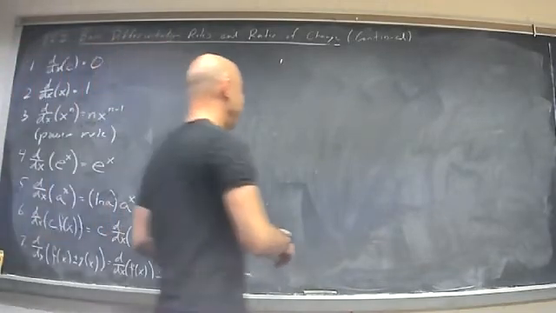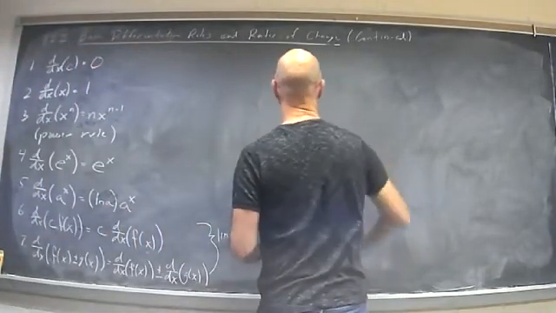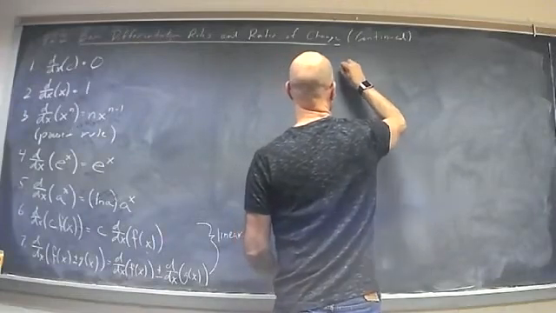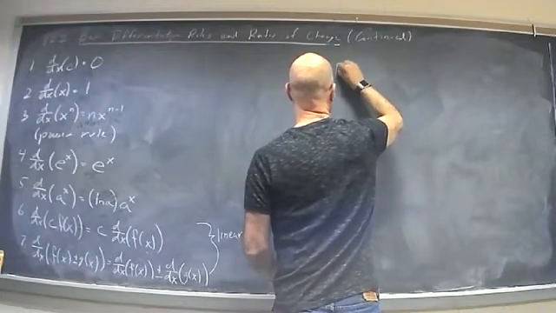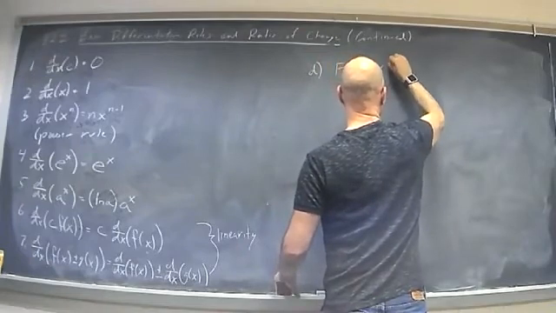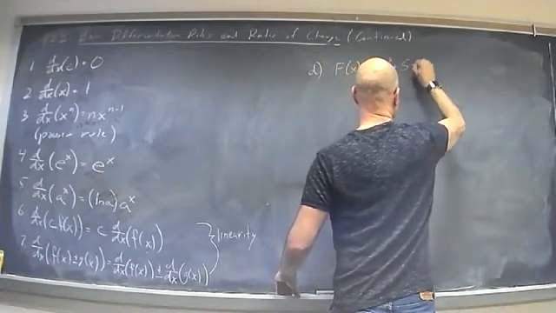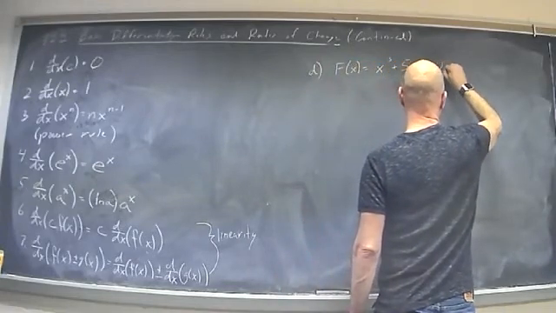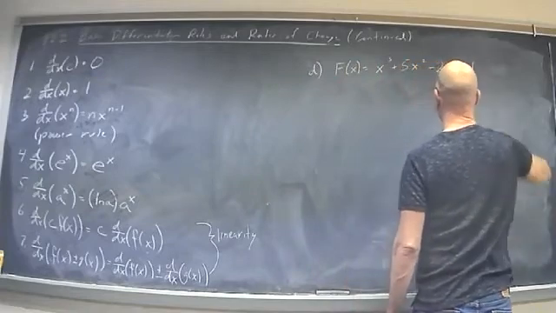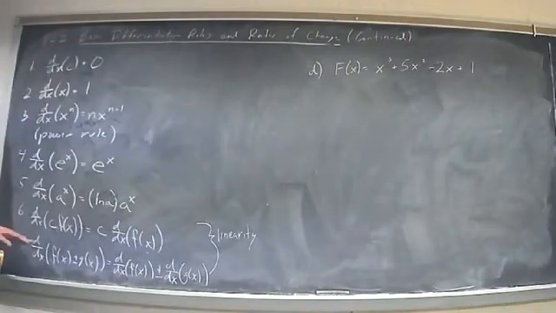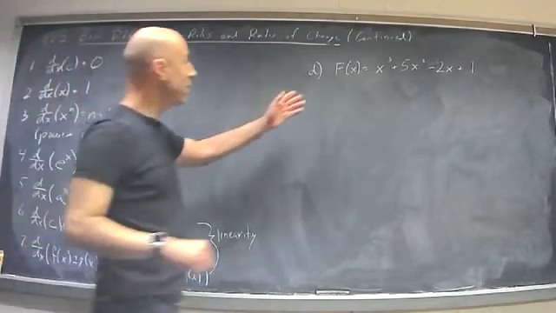So let's say we're still taking the derivative. We did it parts A, B, and C. Let's do D. Let's say I have f of x equals x cubed plus 5x squared minus 2x plus 1. This first rule says that I can just break the derivative up.